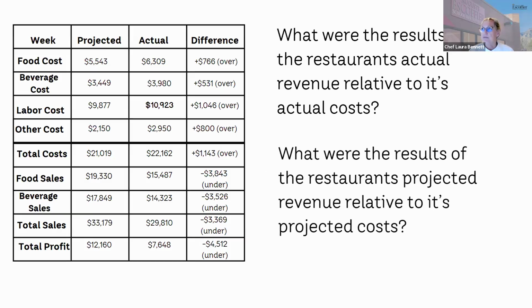Next question. What were the results of the restaurant's projected revenue relative to its projected cost? Well, now all I have to do is look at the projected column. I'm going to find my total cost. I'm going to find my total sales. My sales number is higher than my cost number. So that is the first thing that tells me that this is a profit. The second thing that tells me that this is a profit is this number right here under total profit. So again, we have a profit.